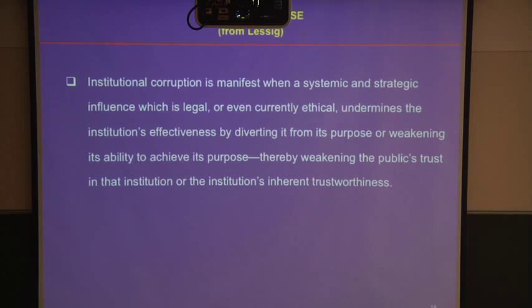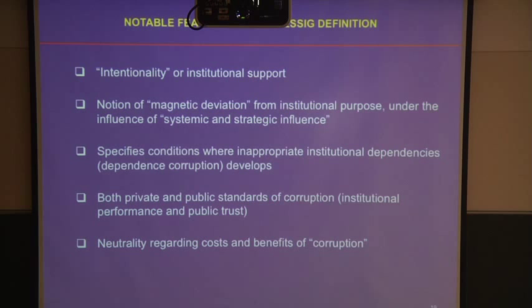This comes from Professor Lessig, who has several related definitions. This is a recent one, which you'll recognize: institutional corruption is manifest when a systematic and strategic influence, which is legal and even ethical, undermines the institution's effectiveness by diverting it from its purpose or weakening its ability to achieve its purpose, thereby weakening the public's trust in that institution or the institution's inherent trustworthiness. And of course, there are some notable features about this definition.